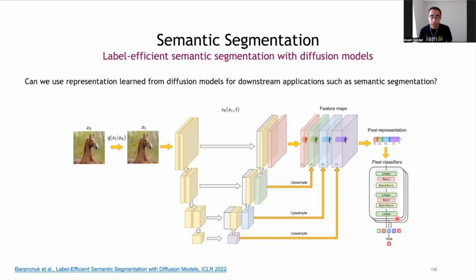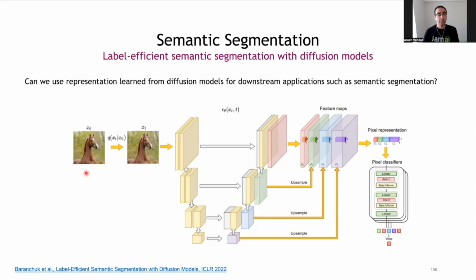In this part, I'd like to talk about how we can take representations learned through diffusion models and use them for some downstream applications, such as semantic segmentation. I'm talking about a specific paper called Label Efficient Semantic Segmentation with Diffusion Models that was proposed by Baranchuk et al. at ICLR 2022. This particular paper proposes a simple approach for using the representation trained in a diffusion model for semantic segmentation.